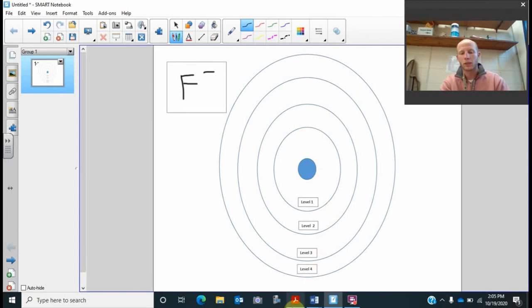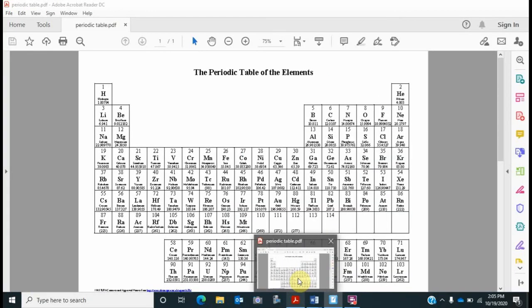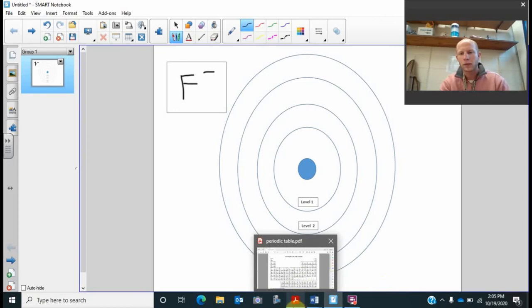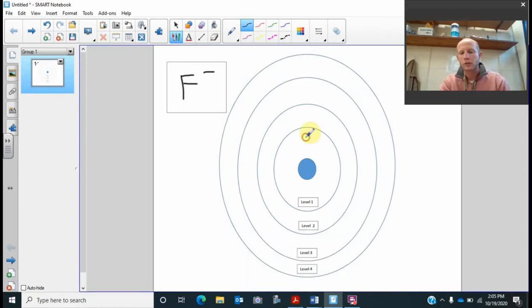So fluorine, we know on the periodic table that this guy is 9, right? Or sorry, he has 9 protons. So that must mean that normally if he was neutral, he would have 9 electrons. 1, 2, 3, 4, 5, 6, 7, 8, 9. All right.